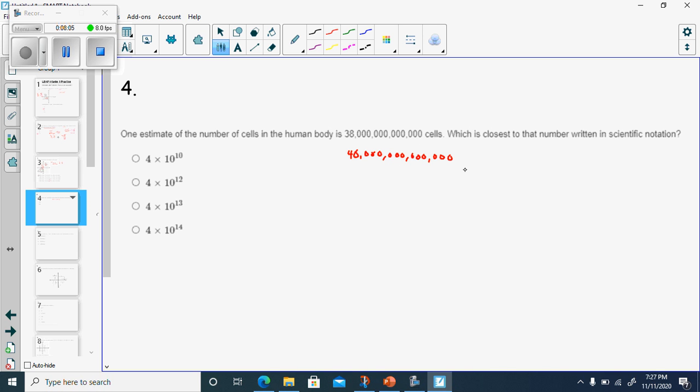Now let's see how far we'd move our decimal to get it behind the 4. I'd move my decimal 1, 2, 3, 4, 5, 6, 7, 8, 9, 10, 11, 12, 13. 4 times 10 to the 13th power.